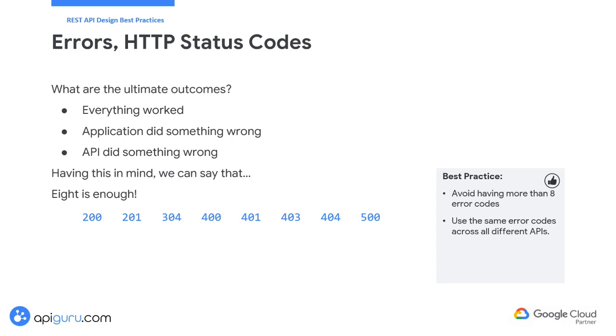They generally fall into 3 categories. Everything worked as expected, the application encountered an issue, or the API encountered a problem. With this in mind, we can conclude that having 8 key status codes is sufficient. Alternatively, for a more streamlined approach, 3 key status codes can effectively cover most scenarios. Consistently using the same error codes across all your APIs enhances understanding and makes error handling more intuitive for developers.